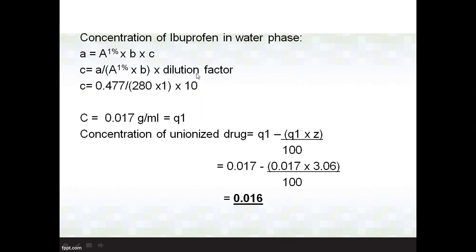Now let us see the concentration of ibuprofen in the water phase. The calculations will be the same. For ibuprofen in water, the dilution factor was 10, so the concentration comes out to be 0.017 gram per ml. Let this concentration be Q1. Again, the concentration of unionized drug will be the total concentration minus the concentration of ionized drug. So this comes out to be 0.016.